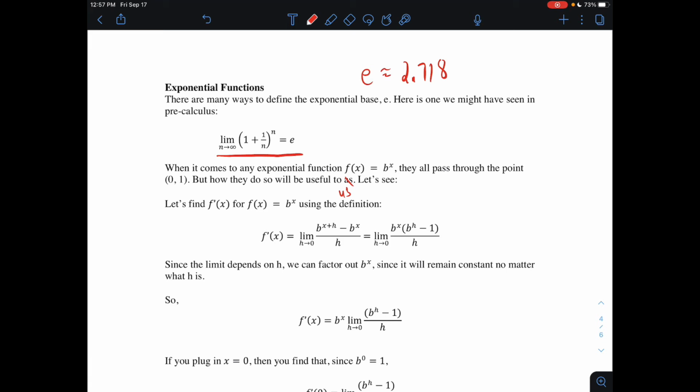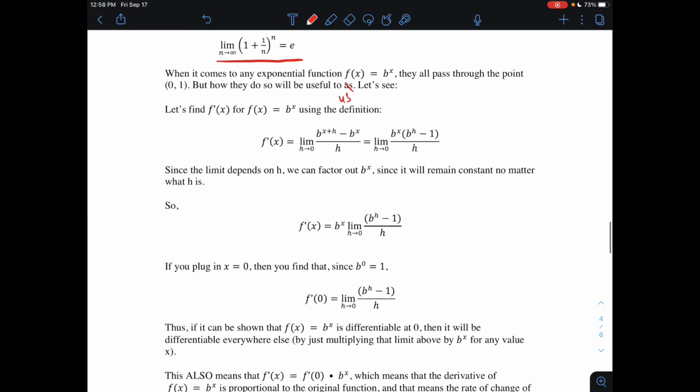Using rules of exponents, I can factor out b to the x, and I get the limit as h approaches 0 of b to the x times the quantity b to the h minus 1, all divided by h. Since this limit depends on h, we can actually factor out b to the x, because it remains constant no matter what h is. So our derivative is really f prime of x equal b to the x times the limit as h approaches 0 of b to the h minus 1, all divided by h.